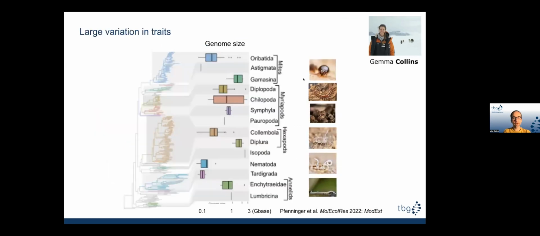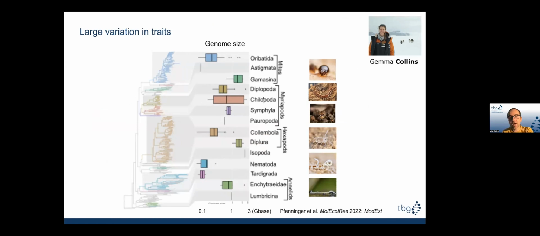Right. Oops, that doesn't look like very good resolution. Sorry for that. What we are finding is that there is a tremendous variation in the genomic traits. What I'm showing here is a graph from Jema, which on one hand shows the same phylogeny now in an extended format, and shows the genome size in those groups for every species for which we have a genome.